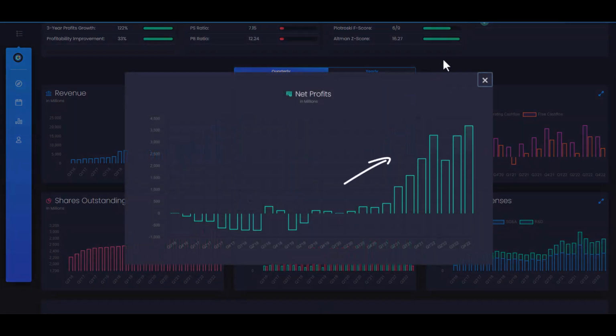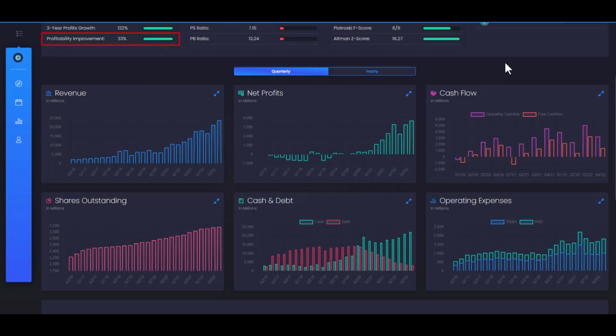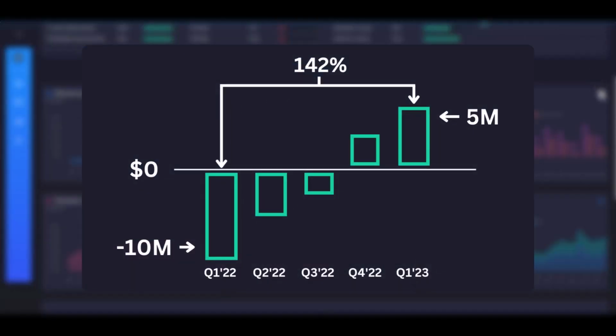That means the company is making less sales, and obviously that's going to influence profits. You also want to see profits go up. And even if a company is not profitable, you want to see this improve over time. The profitability improvement metric from the previous section can help you with this, but you can also see it visually.